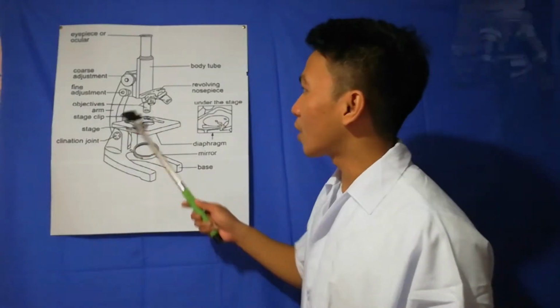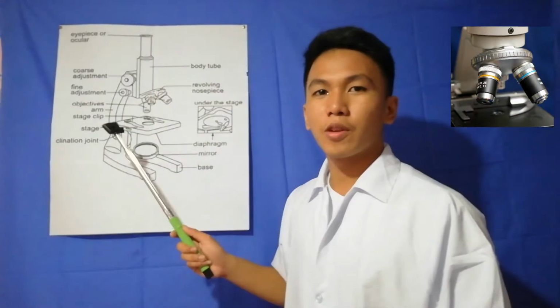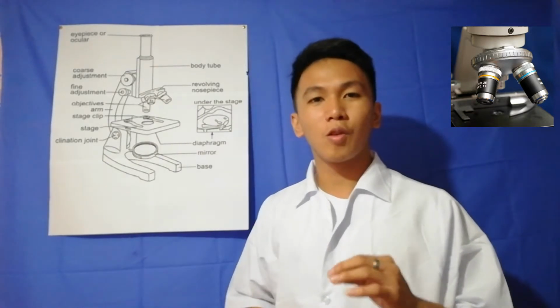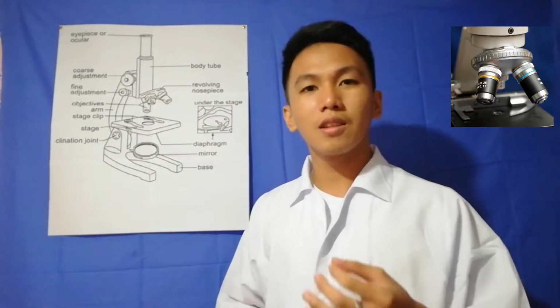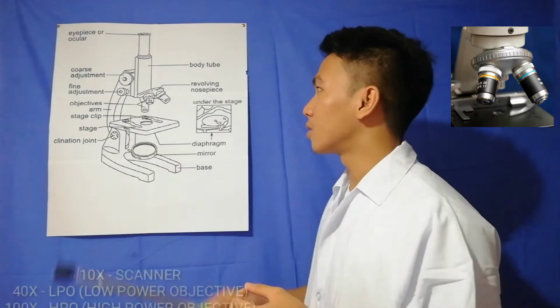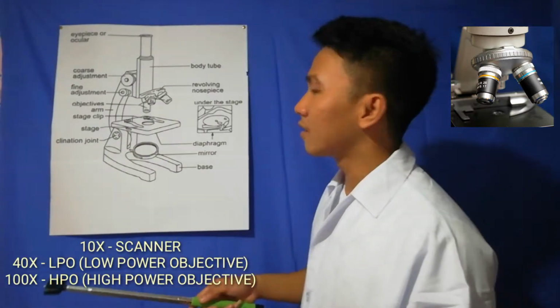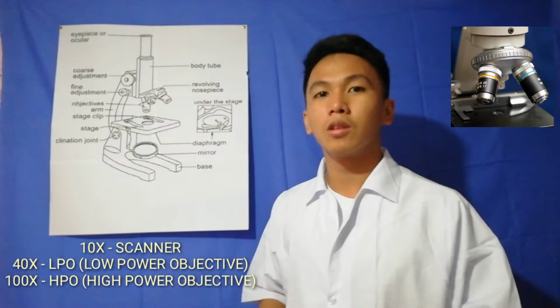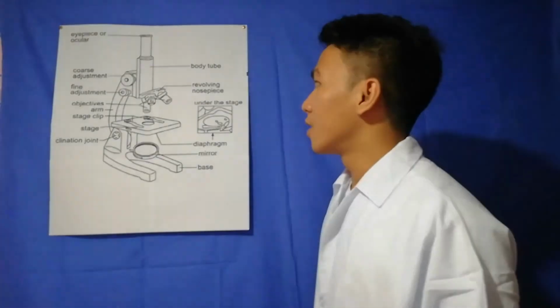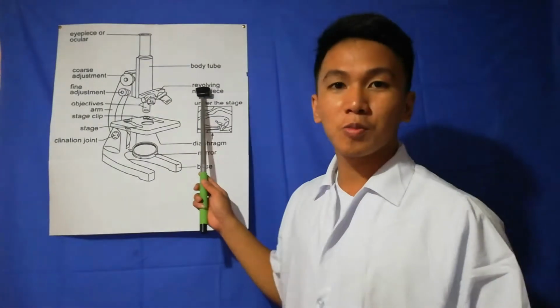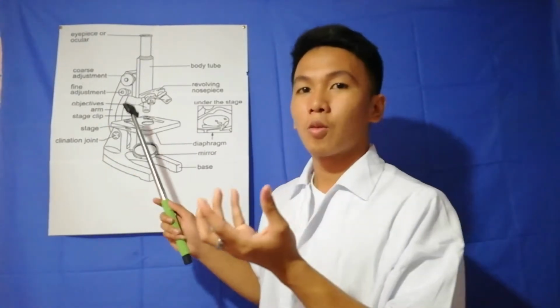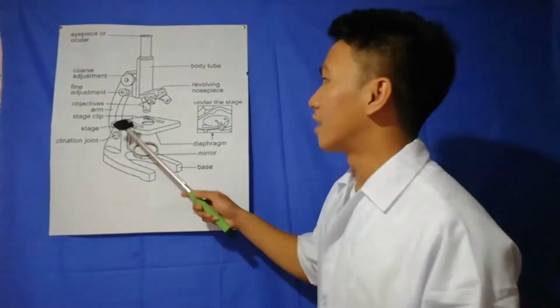Next is the objectives. So this is a very important part of the microscope because it holds the lens for magnification. So this 40 and 100 are the common magnification of a microscope. Next is the revolving nose piece. So it is where the objectives are located. So you can turn it for you to be able to choose what objectives you are using.